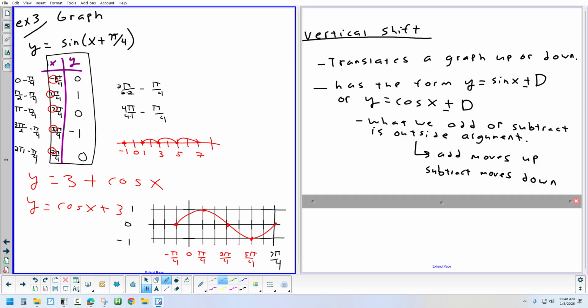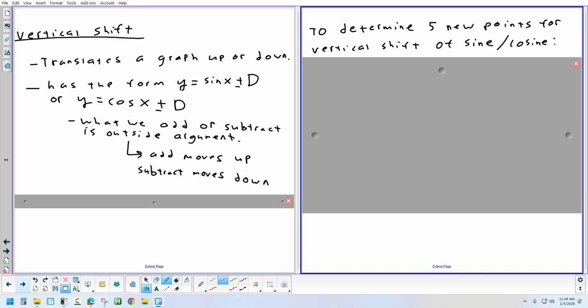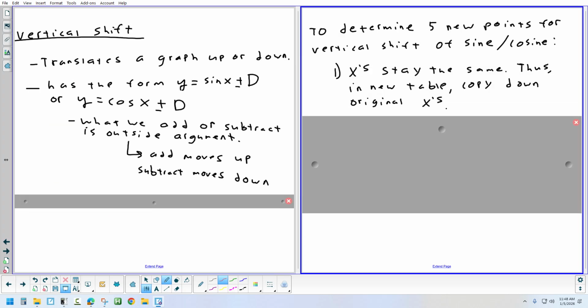What is not going to be affected when you move something up and down? The x. So all the x's are going to stay the same. That means for every shift we do up and down today, the x's are 0, pi over 2, pi, 3 pi over 2, 2 pi. They don't change.